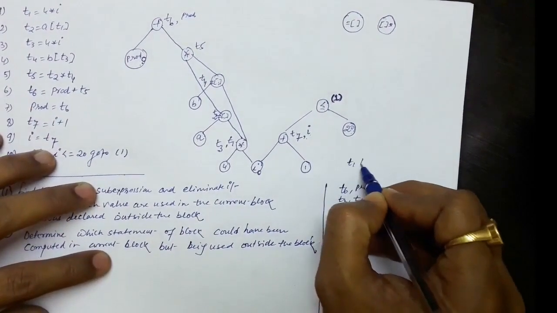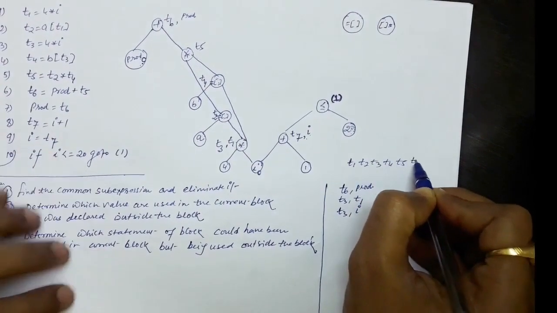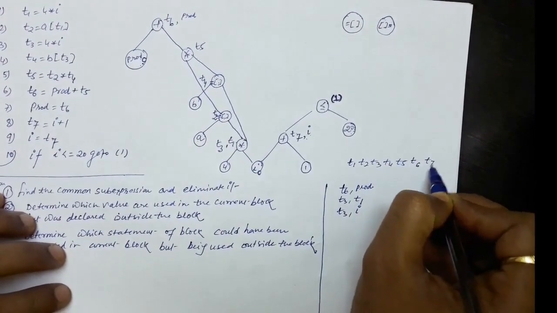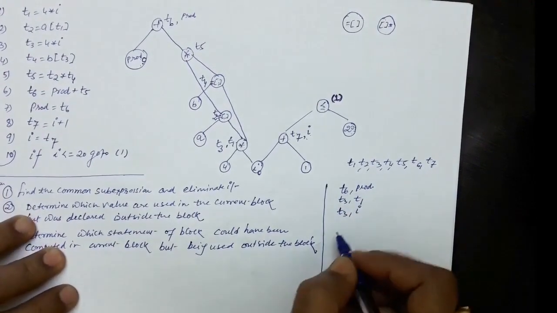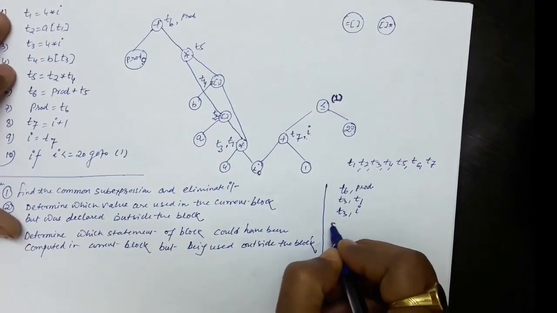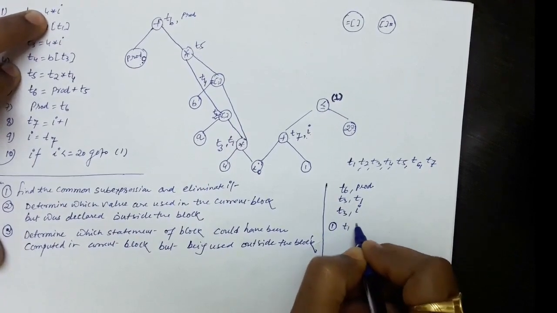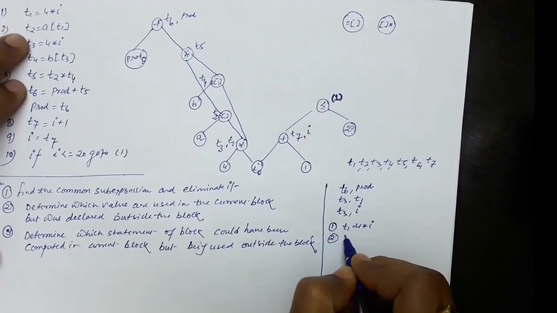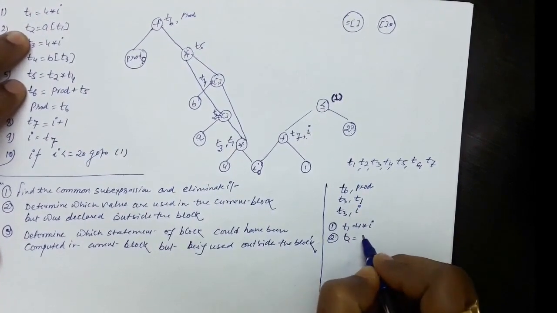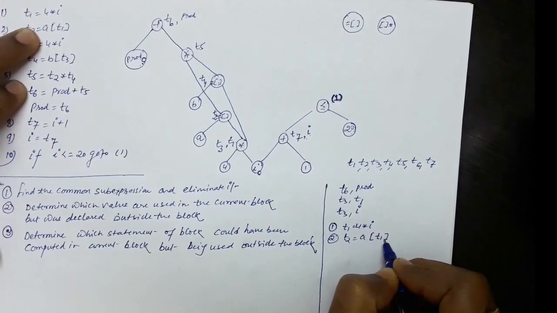We have the different temporaries T1, T2, T3, T4, T5, T6 and T7. We have just written this in the sequence. Now let us write the first statement. First statement is T1 equals 4 multiplied with I. So this is a required statement. Second is T2 equals A[T1]. This is also a required one.